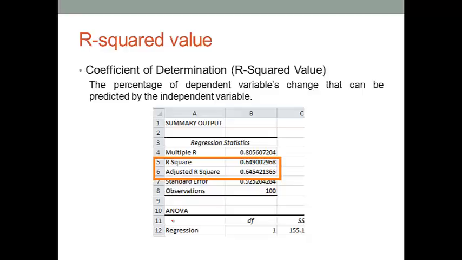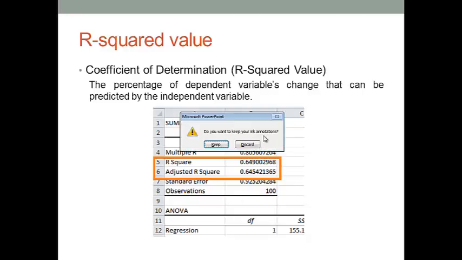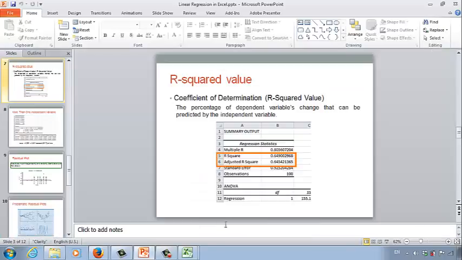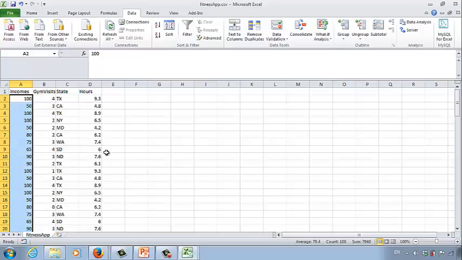Let's see another example. Let's say we want to add incomes and gym visits as 2 independent variables together into the model. How will the R-squared value change? Let's go back to the data set. When you use 2 or more independent variables, the process of performing the linear regression analysis is very similar to the one we just did.